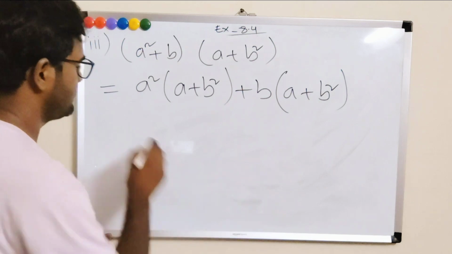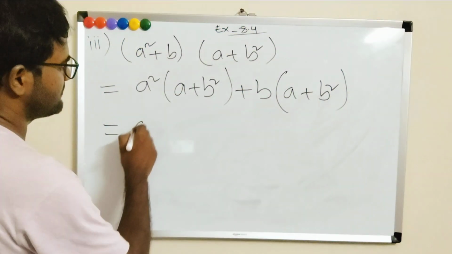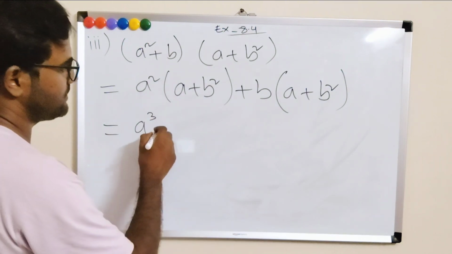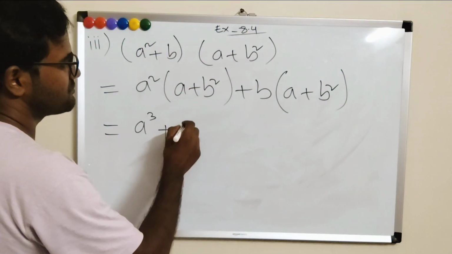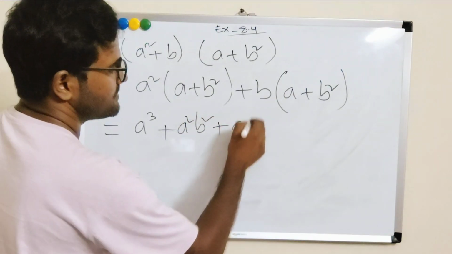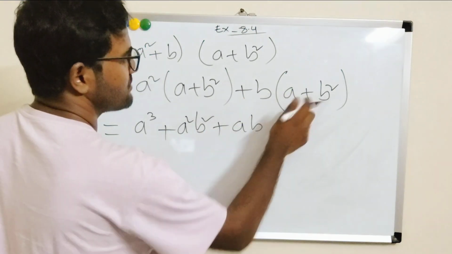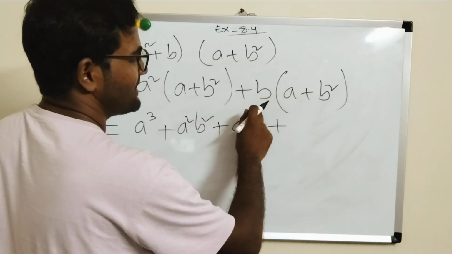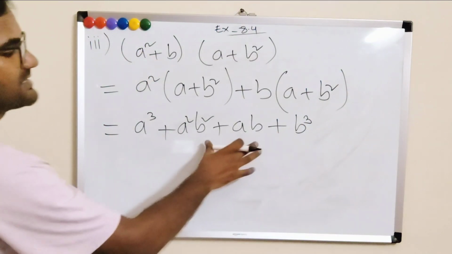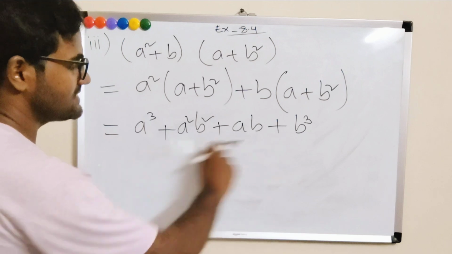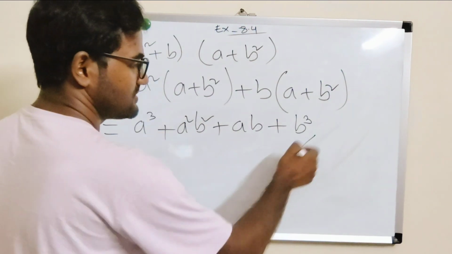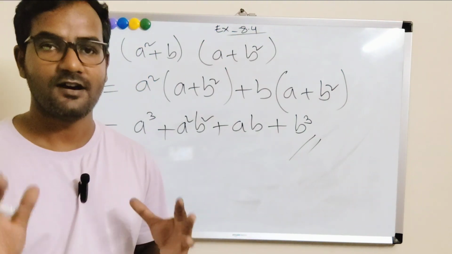So now we will multiply. Let us see, a square into a will be a cube, right? Because 2a is here and plus 1 will be 3. Plus a square into b square will be a square b square, right? Plus b into a will be ab, or ba also you can write, no problem. Plus into minus is plus, plus into plus is plus. Then b into b square will again be b cube, right? So this is what you will get. Is there any similarities you see out here? You don't see, right? So this is your correct answer, your required answer, right?